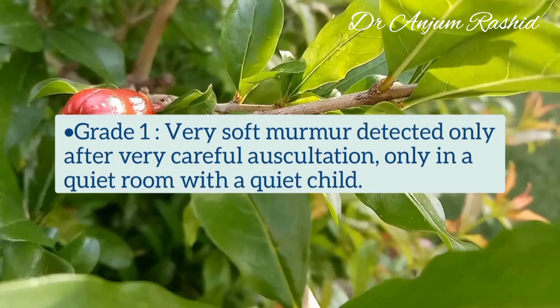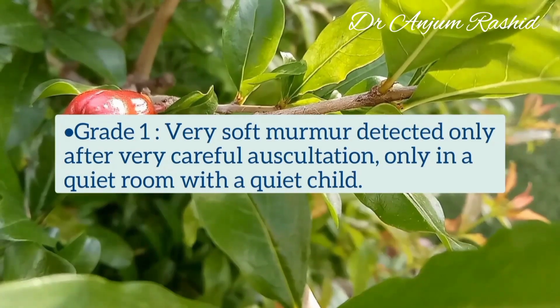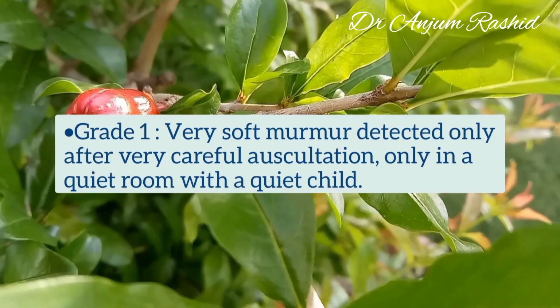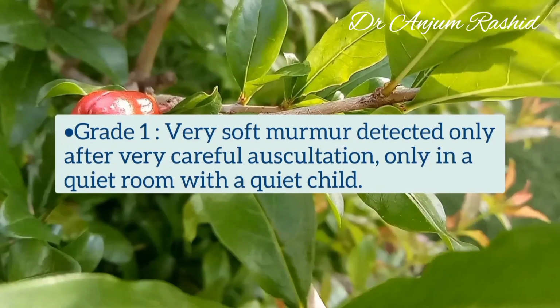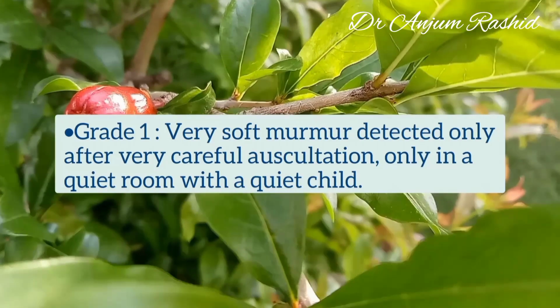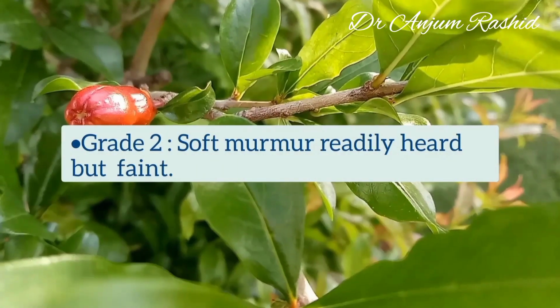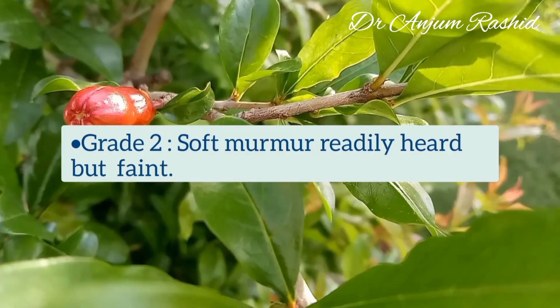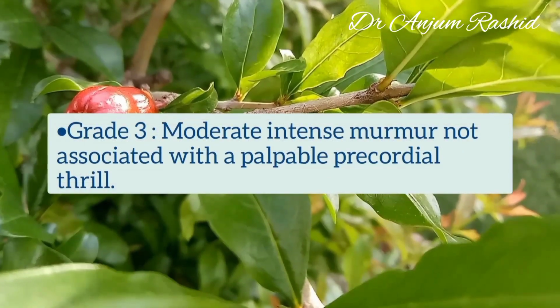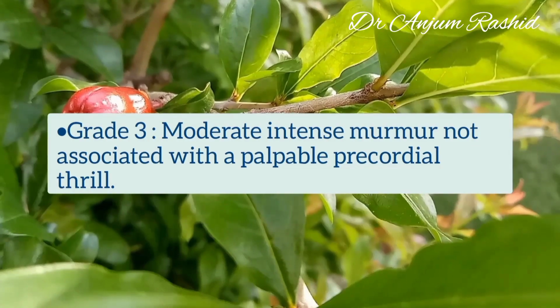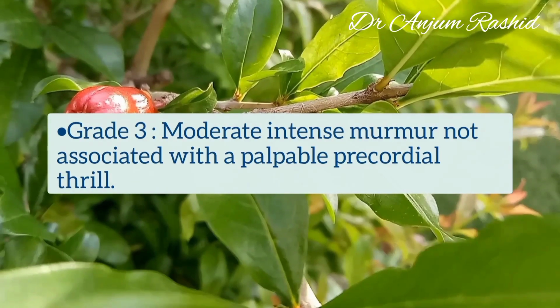First is grade 1 murmur. These are very soft murmurs which are detected only after very careful auscultation and only in a quiet room with a quiet child. Next is grade 2 murmur. It is a soft murmur which is readily heard but faint. Now grade 3 murmur. It is a moderately intense murmur which is not associated with a palpable precordial thrill.